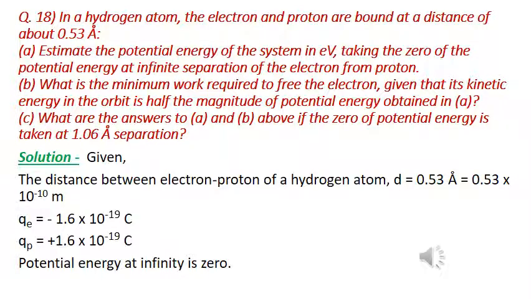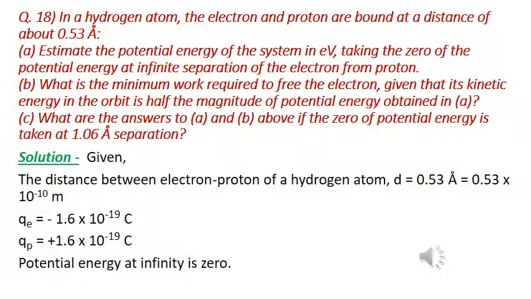Next is question number 18. In a hydrogen atom, the electron and proton are bound at a distance of about 0.53 angstrom. A. Estimate the potential energy of the system in electron volt, taking the zero of the potential energy at infinite separation of the electron from proton. B. What is the minimum work required to free the electron, given that its kinetic energy in the orbit is half the magnitude of potential energy obtained in A.